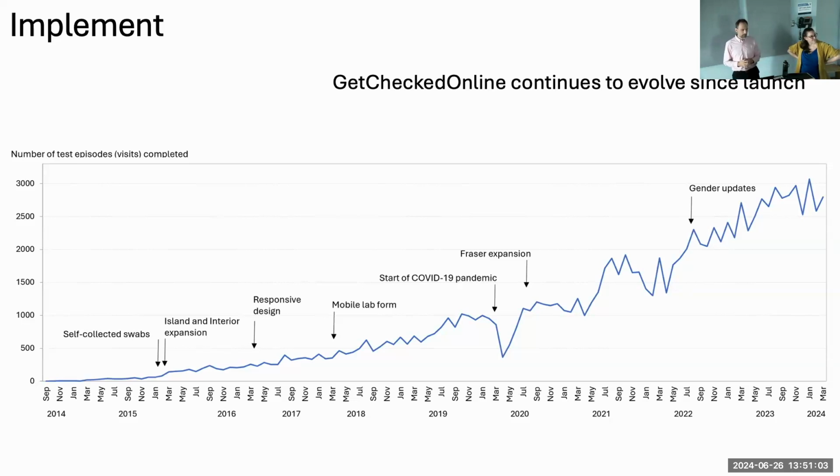I just had a question about Get Checked Online. In terms of, first you did the persona exercise, and then when you actually got into the user testing and working with people in real life, did you try to recruit people from those personas, and how many people, how did that work? We really did.